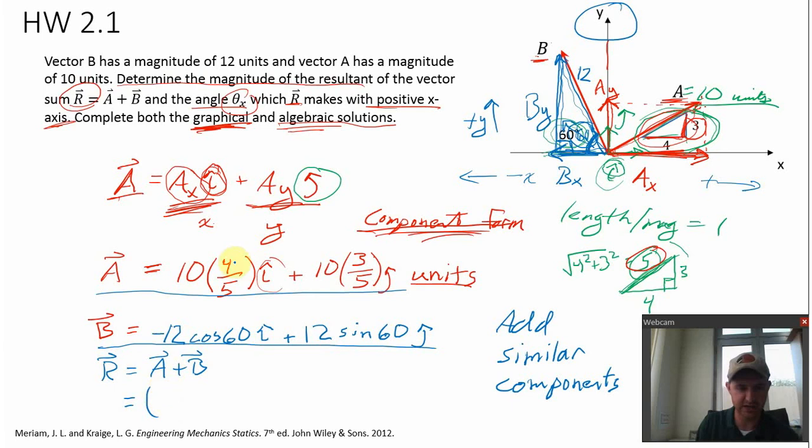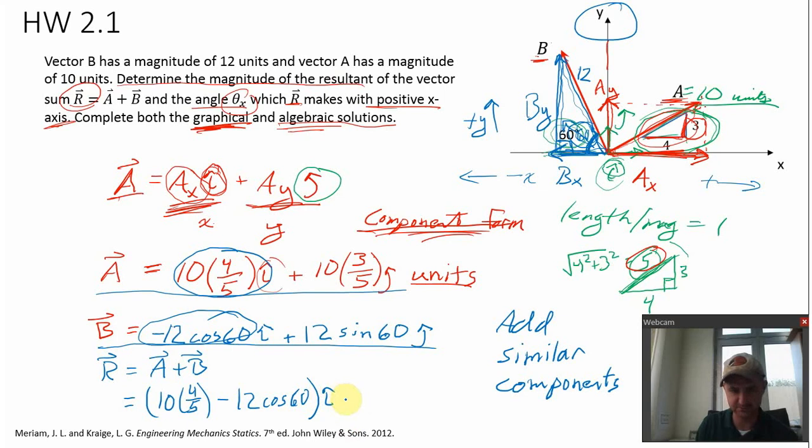So for the i hat, I can get the x component of the resultant vector. Let's add the x component of A, which is 10 times 4/5, plus the x component of B, which is negative 12 times the cosine of 60. All that will give me the i component of the resultant vector, plus, now let's do the j hat.